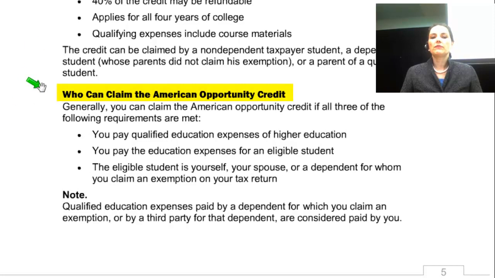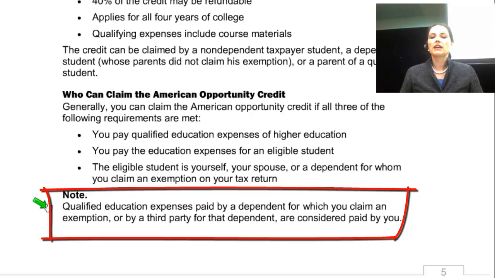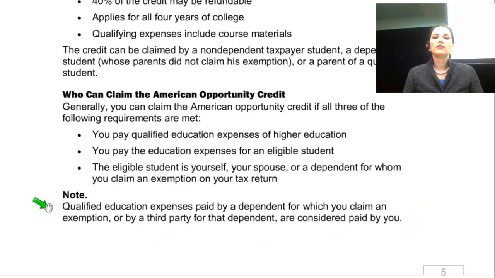Now, who can claim the American Opportunity Credit? Well, generally you can claim the American Opportunity Credit if all 3 of the following requirements are met. Number 1, you pay qualified expenses of higher education, and you pay the education expenses for an eligible student, and the eligible student is yourself, your spouse, or a dependent for whom you can claim an exemption on your tax return. Please note that qualified expenses paid by a dependent for which you can claim an exemption or by a third party for that dependent are considered to have been paid by you.